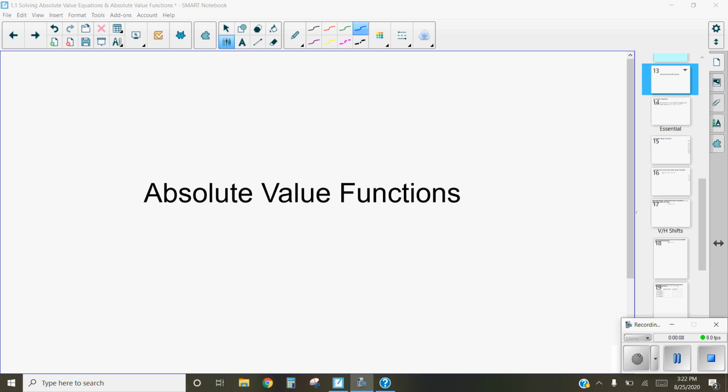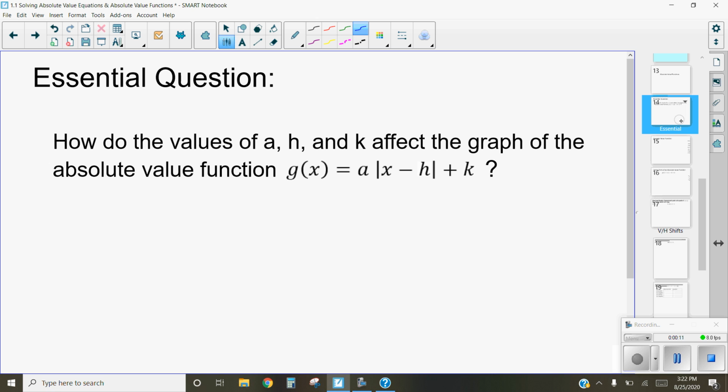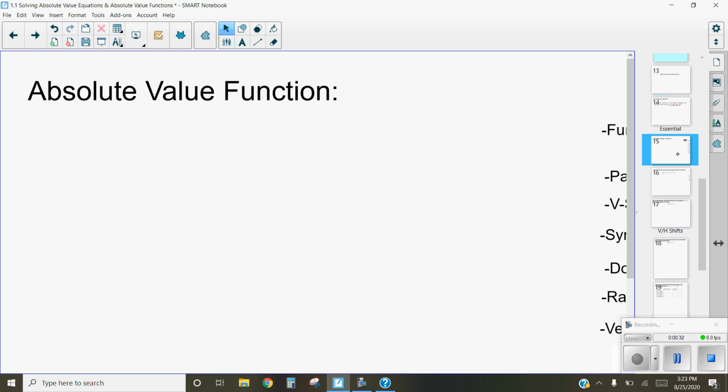So when we are starting this unit on absolute value functions, we are trying to answer this question. Basically, we want to figure out if this is the general case of an absolute value function, how does changing the letters A, H, and K, these three variables, affect the absolute value function and the graph? So ultimately, we need to start here with the absolute value function.